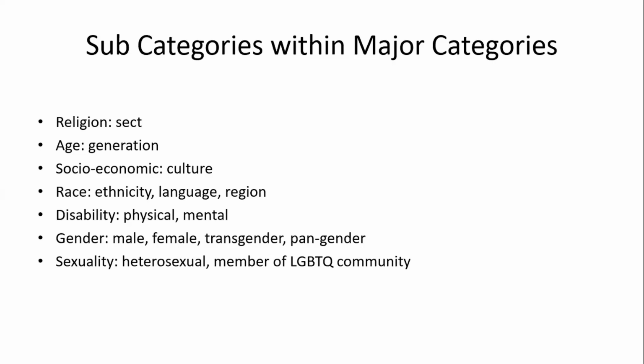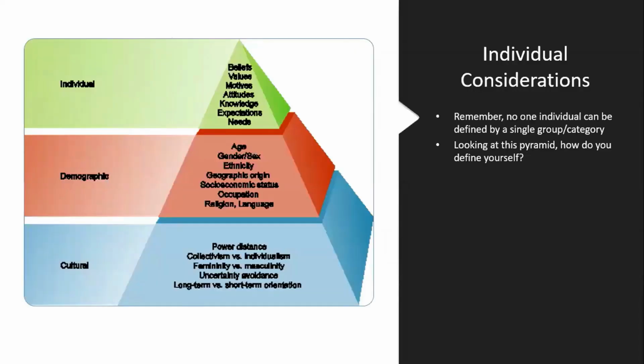Socioeconomic, what socioeconomic factors influence their culture? Race, what's their ethnicity, their language, their region? Within every race, there are different regions, there are different languages, there are different dialects. Disability, physical or mental disabilities. You've got gender. LGBTQIA+. How do people identify there? Sexuality, heterosexual, member of the LGBTQ community. So remember, no one individual is defined by a single category.